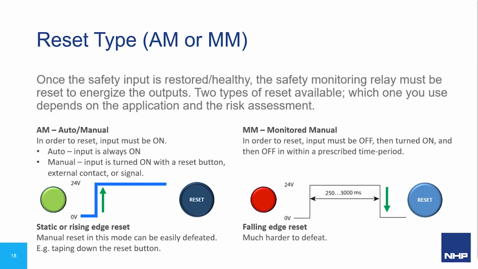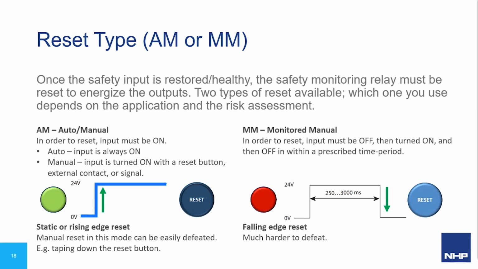Where a manual reset is required by the risk assessment, it's best to use a monitored manual or MM mode. What this does is monitor the dynamic change in the reset signal to ensure that the reset signal is not held high due to a fault or through misuse. The safety monitoring relay achieves this by looking for a rising and falling edge of the reset signal, and the time between edges is between a prescribed time period.